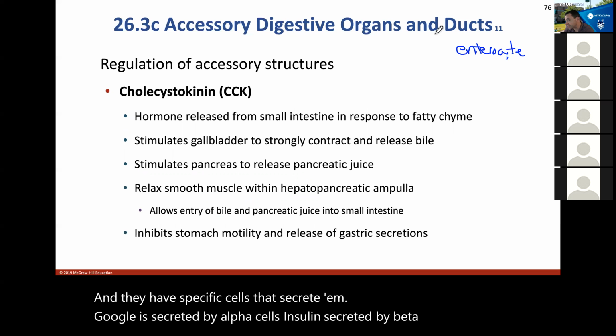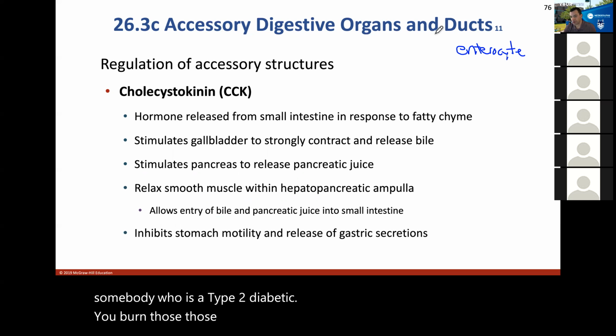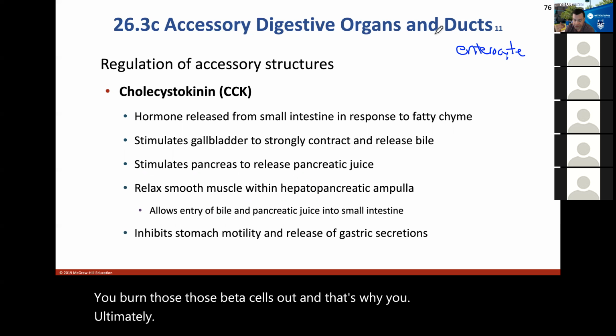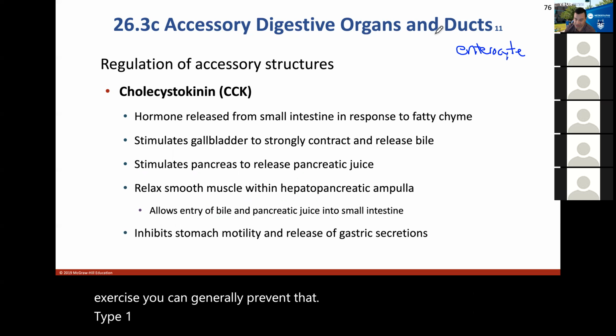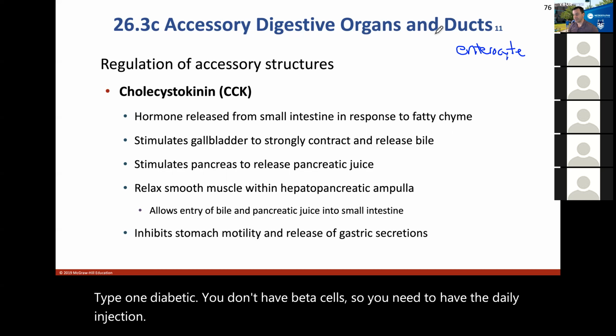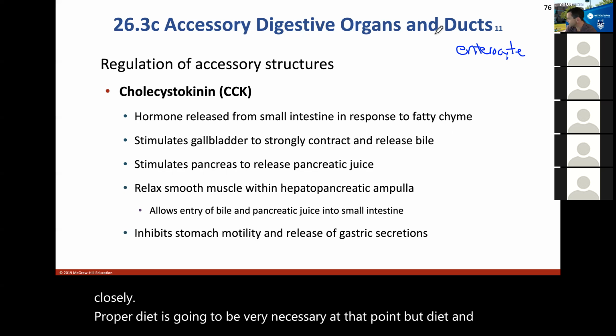So if you're a type 2 diabetic, you burn those beta cells out, and that's why you use insulin injections, even though through diet and exercise you can generally prevent that. Type 1 diabetic, you don't have beta cells, so you need to have the daily injection, probably multiple times a day. You monitor it closely. Again, proper diet is very necessary at that point, but diet and exercise can't cure type 1 diabetes.